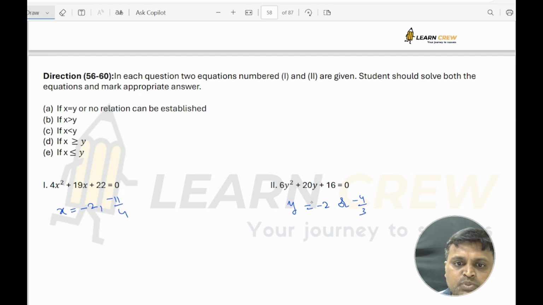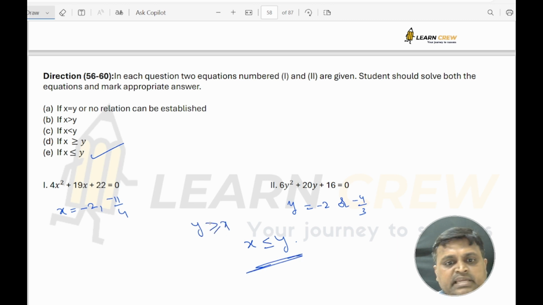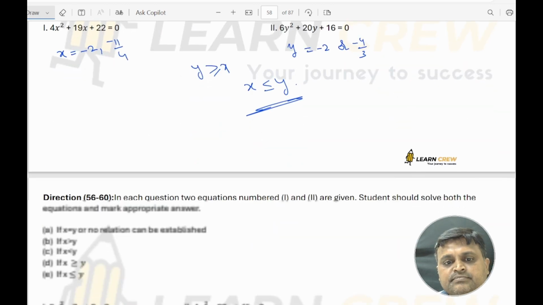So here minus 2 is equal to minus 2. So x can be equal to y. Minus 11 by 4 is less than minus 4 by 3. So you can say y is greater than x. So here also x is less than or equal to y. So option E is correct. Y is greater than or equal to x. So you can say x less than or equal to y is the answer.